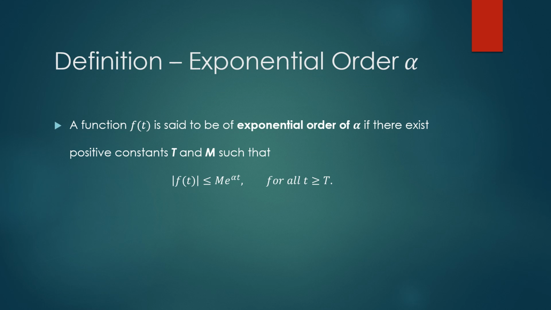A function that is piecewise continuous on a finite interval is necessarily integrable over that interval. However, piecewise continuity on the interval 0 to infinity is not enough to guarantee the existence of the improper integral over 0 to infinity. So, we need to consider the growth of the integrand for large t. A function f(t) is said to be of exponential order alpha if there exist positive constants T and M such that the following holds.